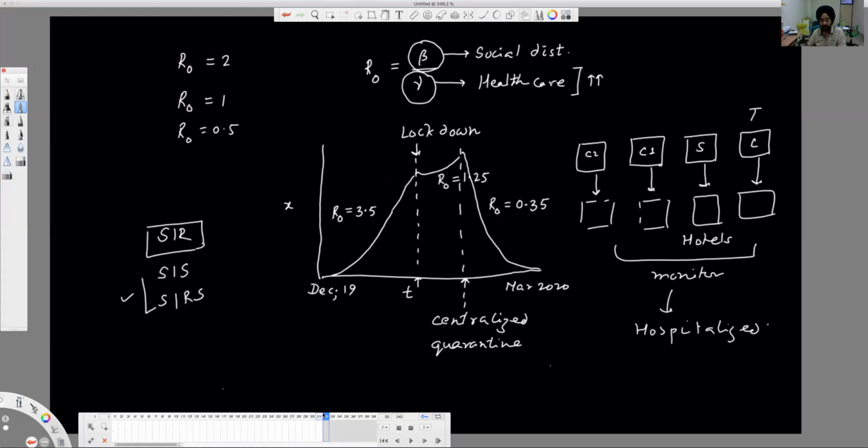Right, so we are learning about the epidemic models, and we saw SI and SIR model in the previous class. So today we will look at another model which is similar to SI model. It's known as SIS model.